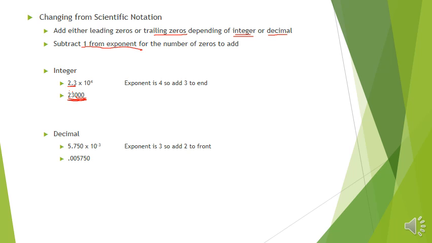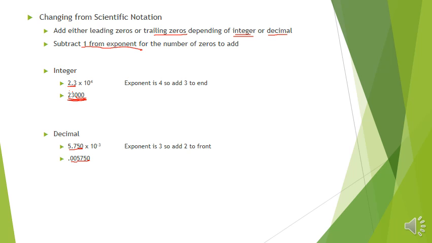If you have a decimal point, like 5.750 times 10 to the minus 3rd, here the number is 3. So 1 less than that is 2, so I'm going to put 2 zeros in front. So it's 0.005750. And you can see that this has 4 significant digits. Remember, all zeros after non-zero numbers are significant digits. And here, same thing. Anytime you have anything in exponent form, if it's scientific notation, you assume all the numbers in the scientific notation are significant, even the zeros.